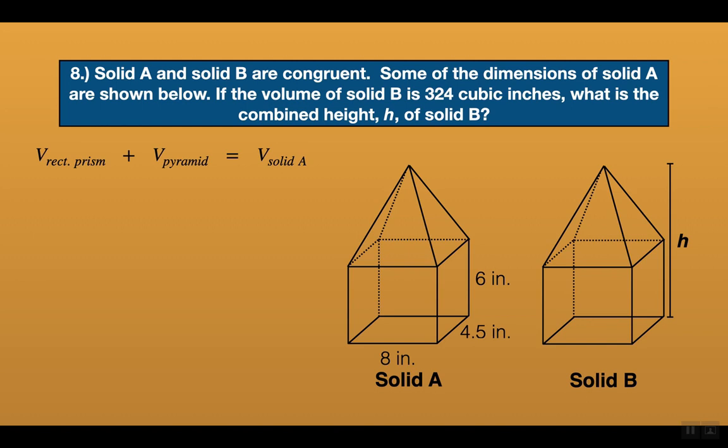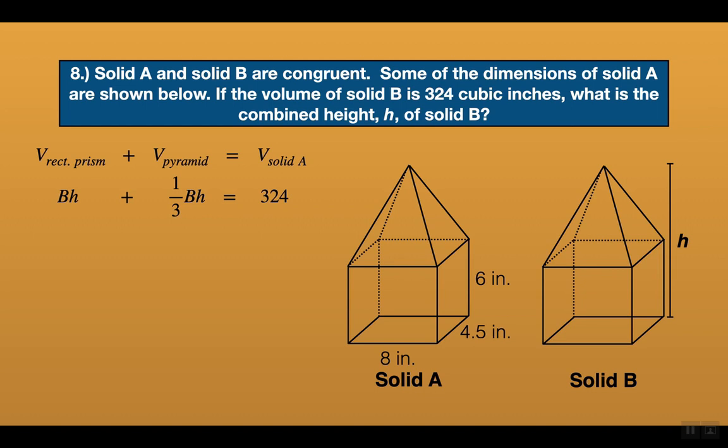Let's substitute that equation with the formulas for each individual solid. For a rectangular prism, the formula for getting the volume is area of base times height. And for a pyramid, the formula for getting the volume is 1/3 the area of base times the height. And they've given us in the question the volume of solid B. Solid B has a volume of 324 cubic inches. But if the two solids are congruent, that means the volume of solid B is also the volume for solid A. That's why I've put that in my equation, that the volume will equal 324.